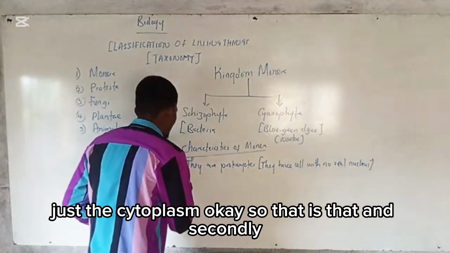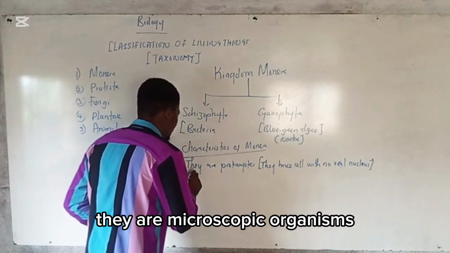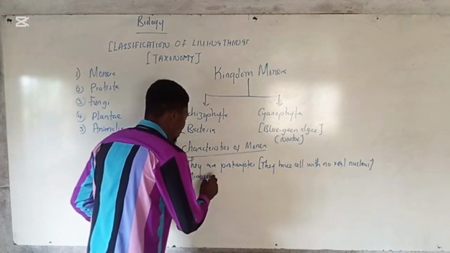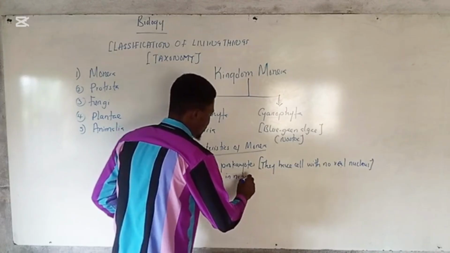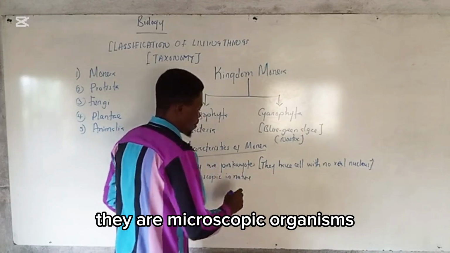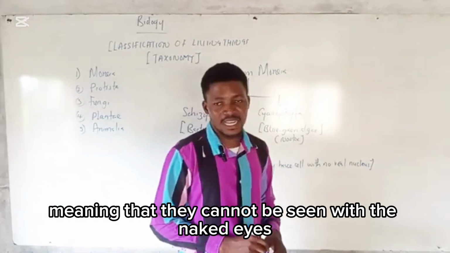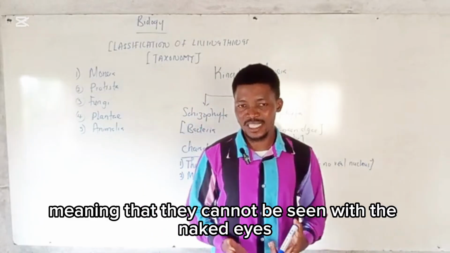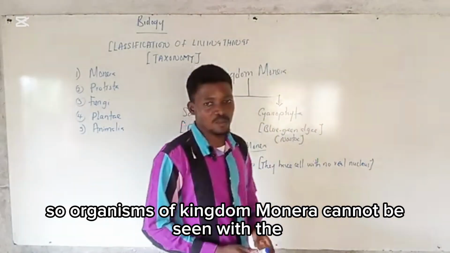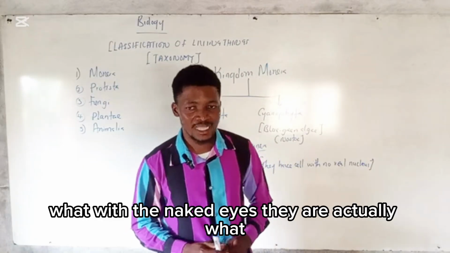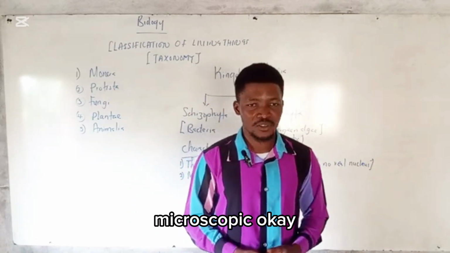And secondly, they are microscopic organisms. They are microscopic in nature, meaning that they cannot be seen with the naked eyes. So organisms of kingdom Monera cannot be seen with what? With the naked eyes. They are actually what? Microscopic.